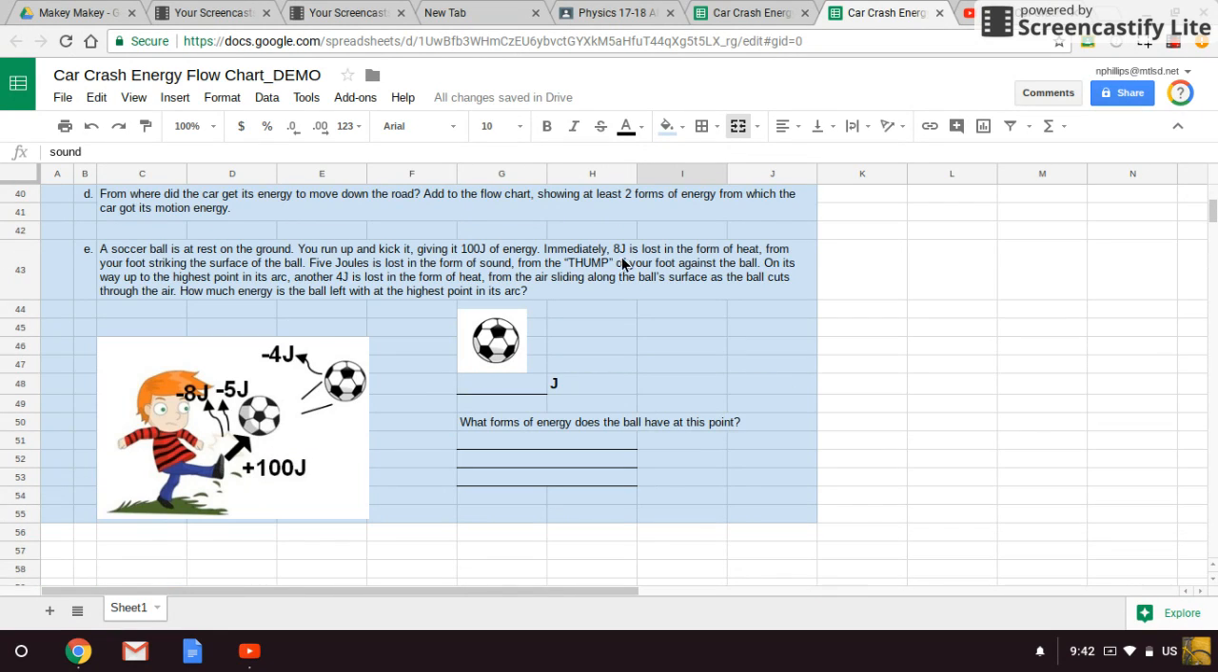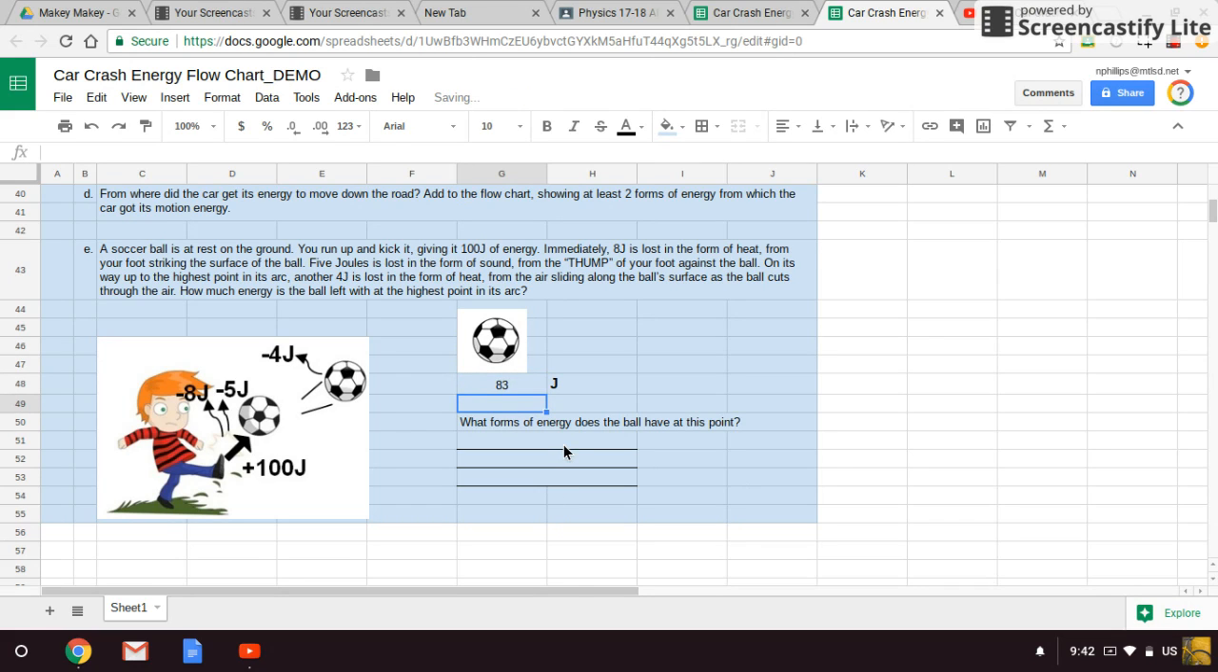Given 100 joules of energy immediately, 8 joules is lost in the form of heat. 5 joules is lost in the form of sound. 4 joules is lost in the form of heat as it travels through the air because of friction. So 100 minus 8 minus 5 minus 4, that's 17. 100 minus 17 is what, 83? So it's left with 83 joules at that point.